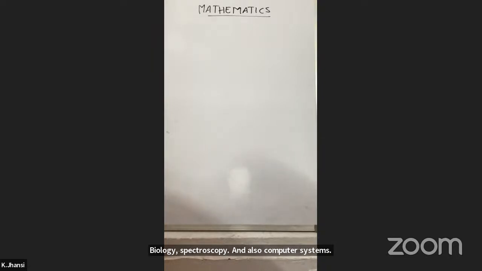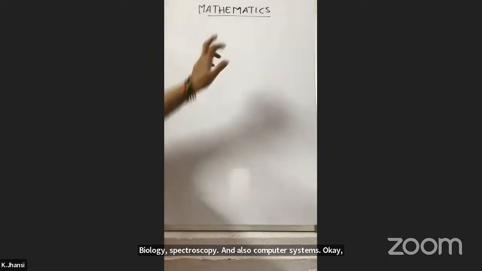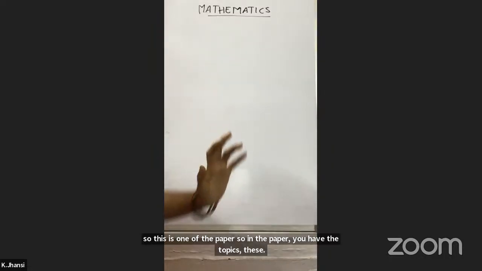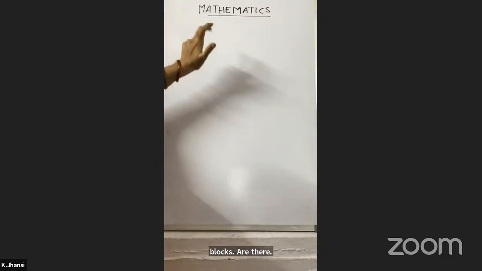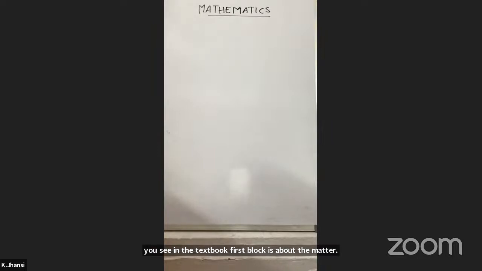In this paper you have these topics, divided into 5 blocks. If you see in the textbook, the first block is about mathematics. Next you have biology. After that spectroscopy is there, Spectroscopy 1 and 2, and the last block is about computers.